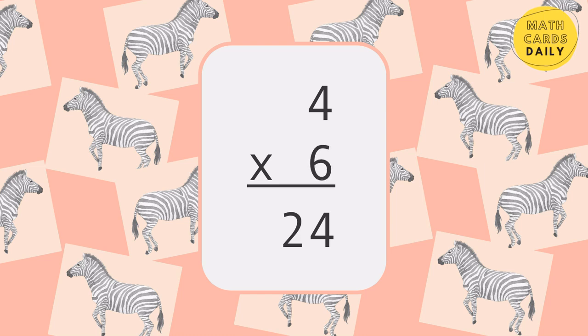4 times 6 is equal to 24. 4 times 7 is equal to 28. 4 times 8 is equal to 32. 4 times 9 equals 36. 4 times 10 is equal to 40.